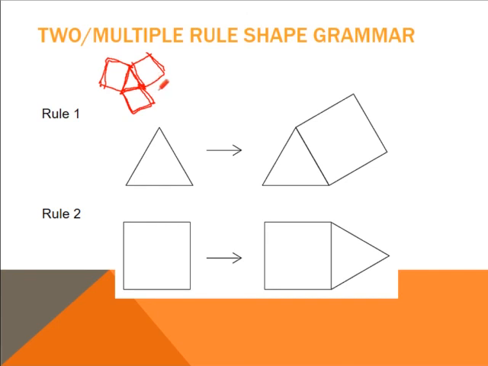Okay, so for rule number two, you can choose where you want to apply the rules. So maybe you want to apply here, here, and here. Then from there, apply rule number one again. That's what you're going to get.